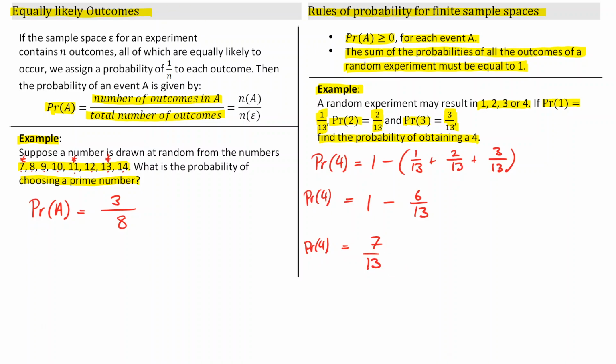Let me highlight that. And again, that makes sense because if I went 7 on 13 plus 1 on 13 plus 2 on 13 plus 3 on 13, I would get 13 on 13, which is 1, which is definitely going to happen. Okay, so that is equally likely events and rules of probability for finite sample spaces.